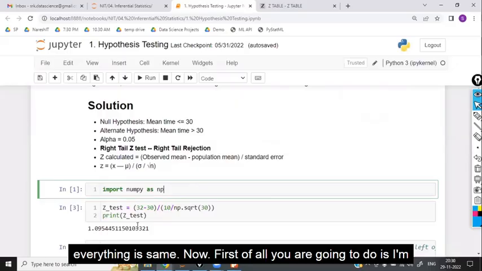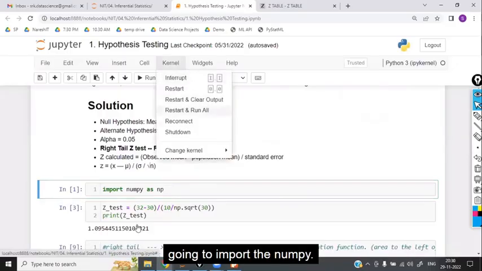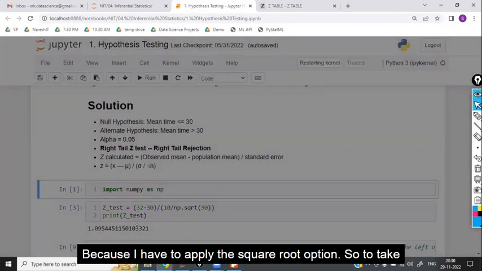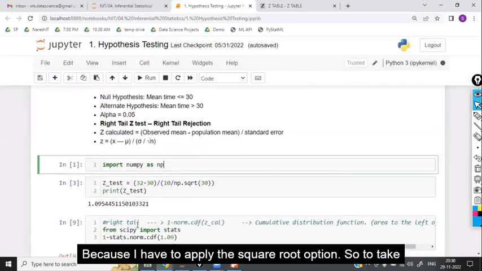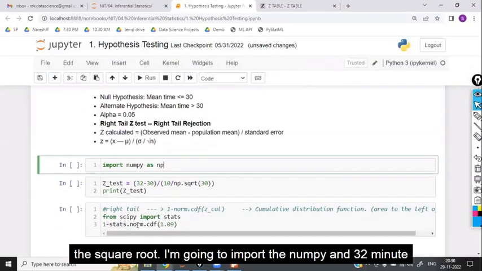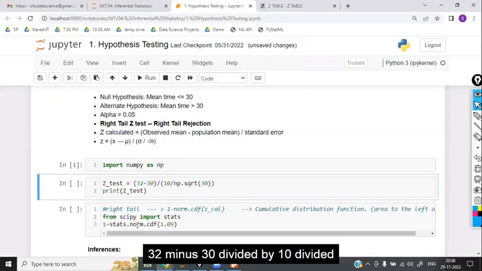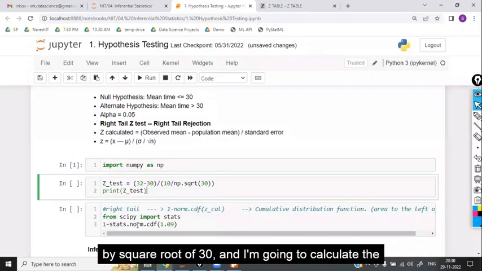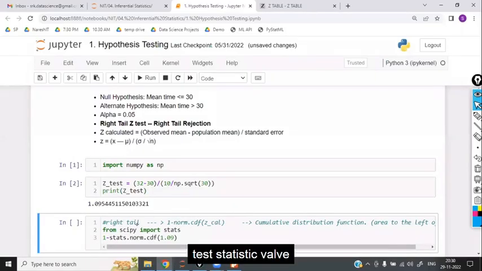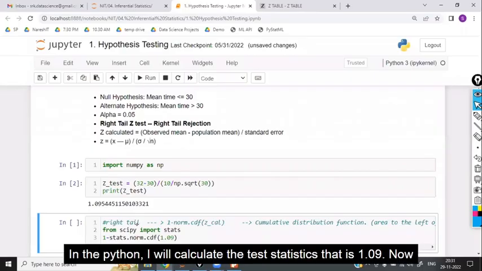Now, first what we are going to do is import numpy, because I have to apply the square root option. So to take the square root, I'm going to import numpy, and compute 32 minus 30 divided by 10 divided by the square root of 30, and calculate the test statistic value. In Python, the test statistic comes to 1.09.